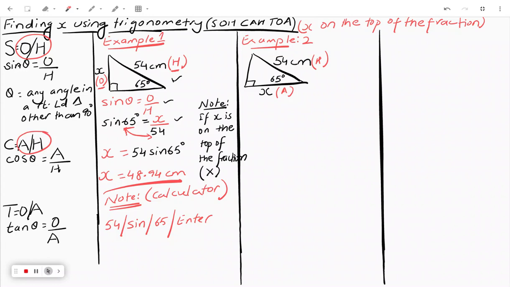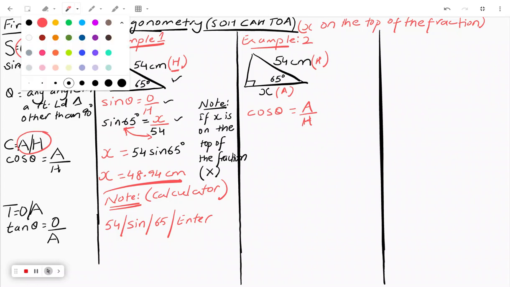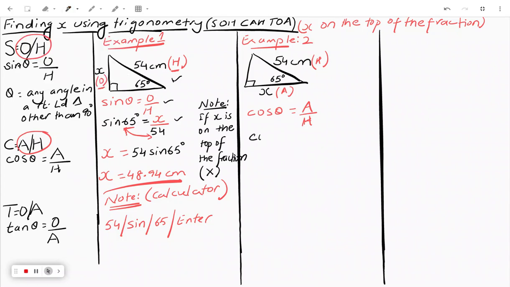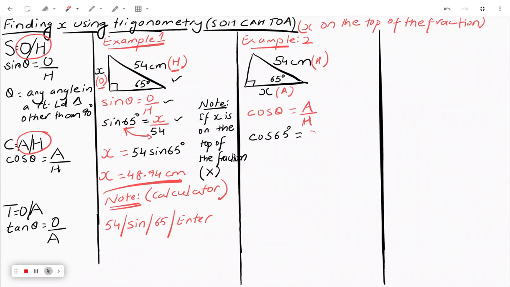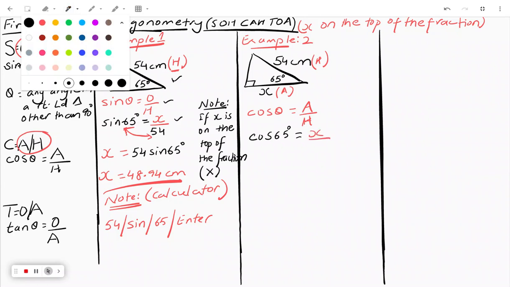So when we get back to our example, I have to just write down the formula first. Cos theta equals A over H. And we talked about how important it is to write down the formula and then substitute the values into it. Otherwise, you'll just confuse yourself. Okay, and then simply go cos theta is 65. A is your x. Again, I'm going to use red pen for that. So A is your x and H is 54.